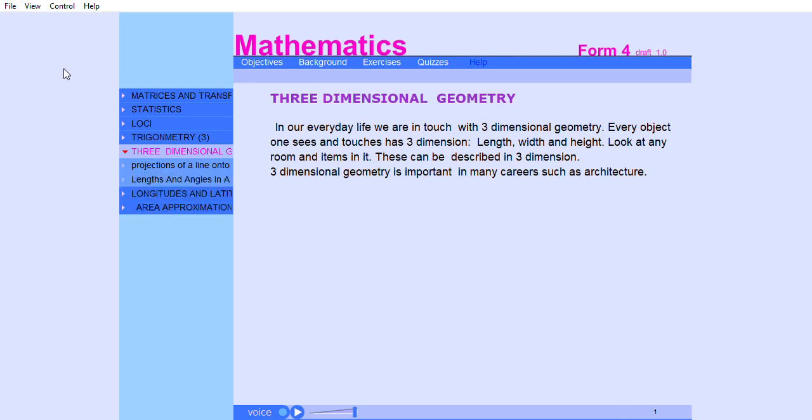Three-dimensional geometry. In our everyday life, we are in touch with three-dimensional geometry. Every object one sees and touches has three dimensions: length, width, and height. Look at any room and items in it. This can be described in three dimensions. Three-dimensional geometry is important in many careers such as architecture.